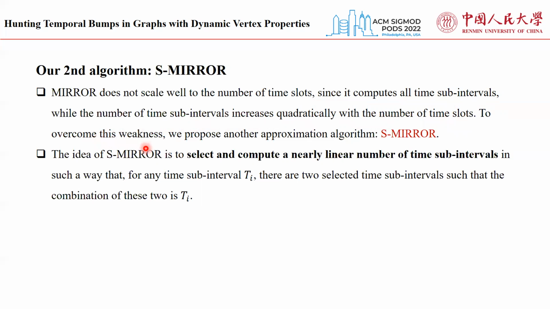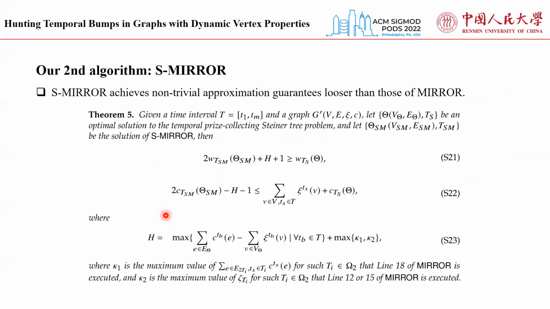To overcome this weakness, we propose another approximation algorithm, S-Mirror. The idea of S-Mirror is to select and compute a nearly linear number of time subintervals in such a way that for any time subinterval Ti, there are two selected time subintervals such that the combination of these two is Ti. S-Mirror achieves non-trivial approximation guarantees, looser than those of Mirror.